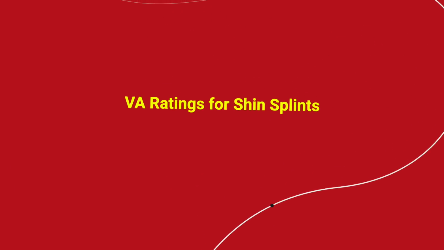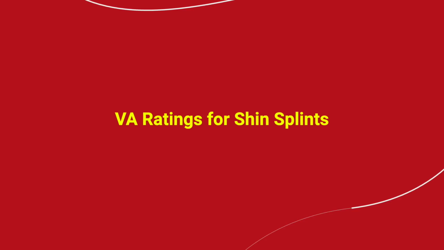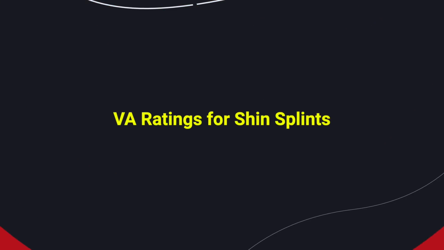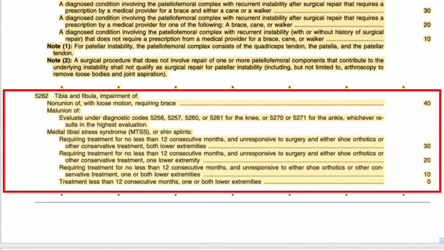And then the other thing that changed that I'm just going to briefly mention, but it's important if you have this disease, is code 5262. Now there's a separate diagnostic code for shin splints, also known as medial tibial stress syndrome, MTSS. That's the fancy word for it. Because this now has its own diagnostic code, you can get a separate rating.